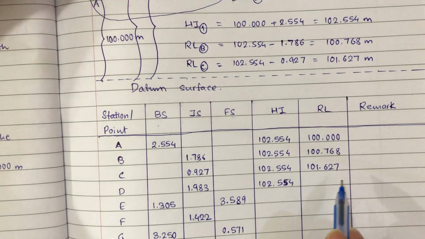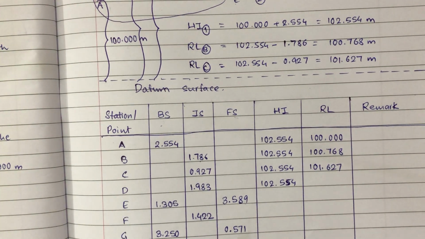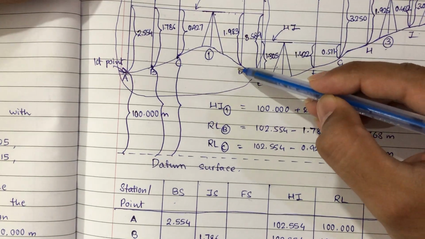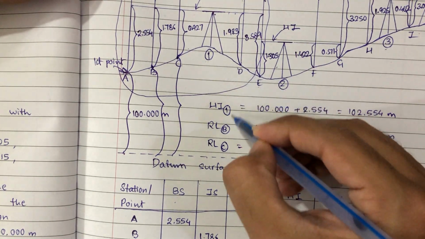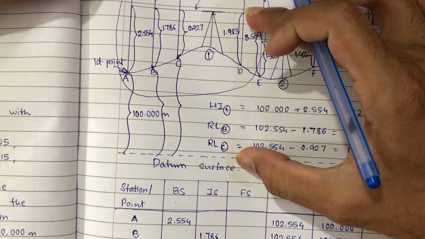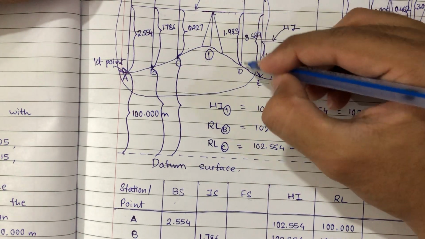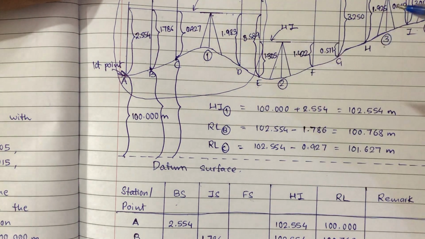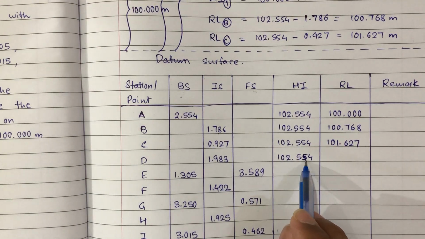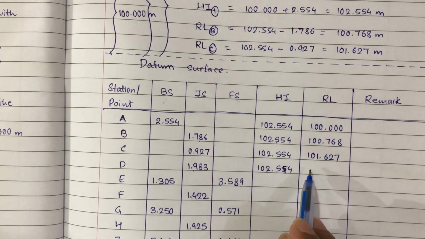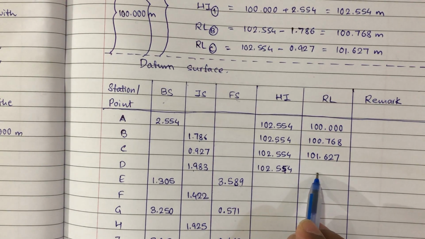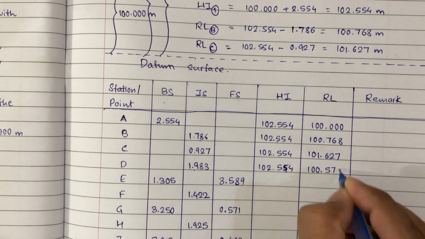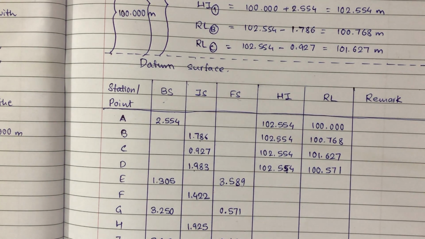This RL will come out to 101.627 RL at C. Now RL at D, similarly, what will be RL at D, at this point D? It will be this height. So HI we know. From HI, if we subtract this value, that is 102.554 minus 1.983, we will get RL at D. So this value comes out to 100.571. This is the RL at D.